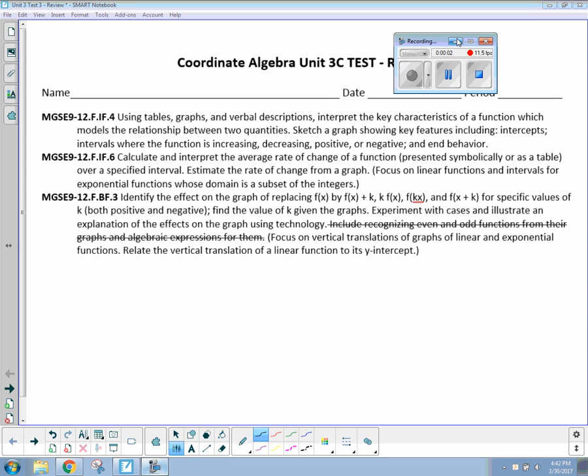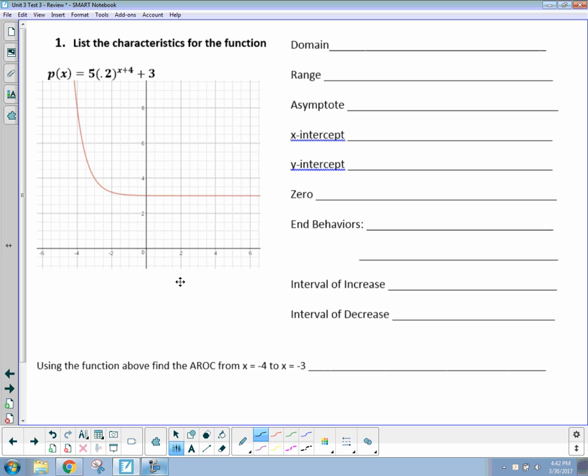Okay, let's go over the Part 3 test for Unit 3. Alright, so list the characteristics of the function. Click my mouse here, say check. Nope, that's not right. I want it to be blue.